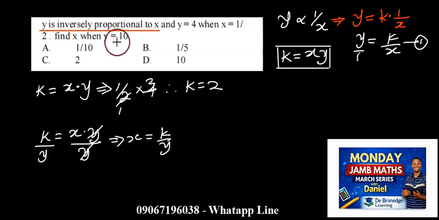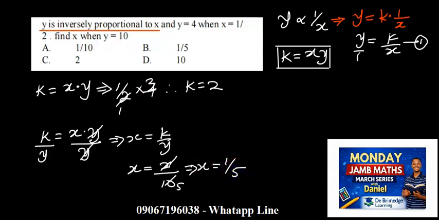Having done this, we're going to plug in the values now to find x. We're told y is 10, and we have k is equal to 2, we've gotten that already. So x is now going to become k, which is 2, divided by y, which is 10. This gives us 2 here, 1, 2 into 10 is 5. Therefore x is equal to 1 over 5. That is option B, so that is the answer to this question.